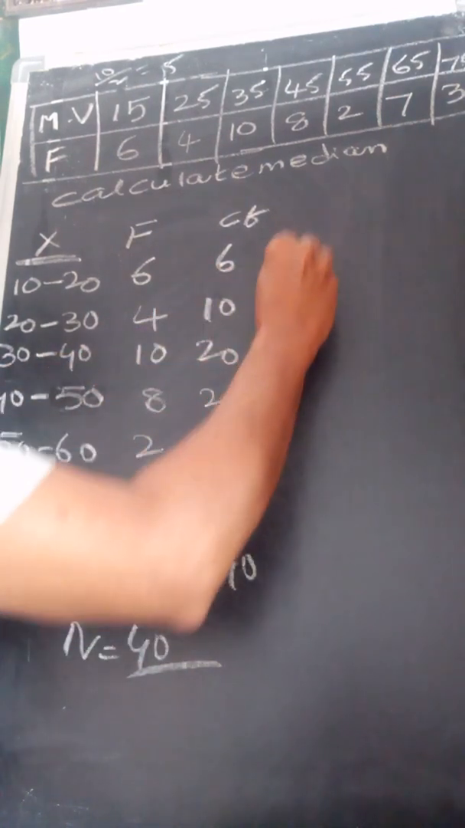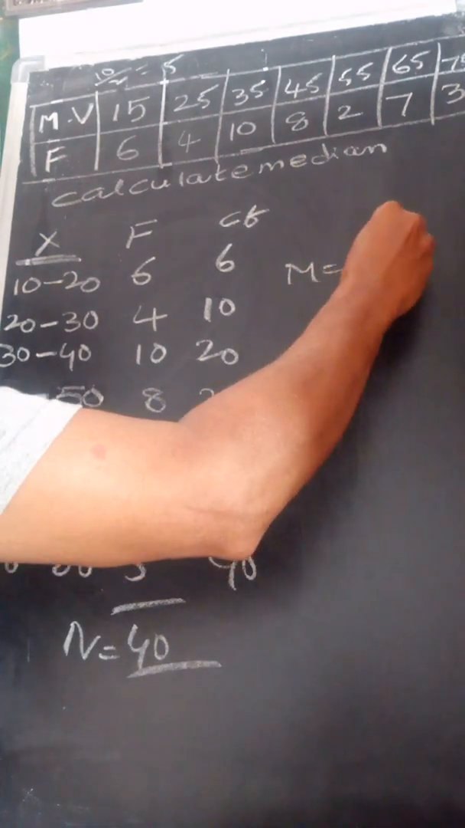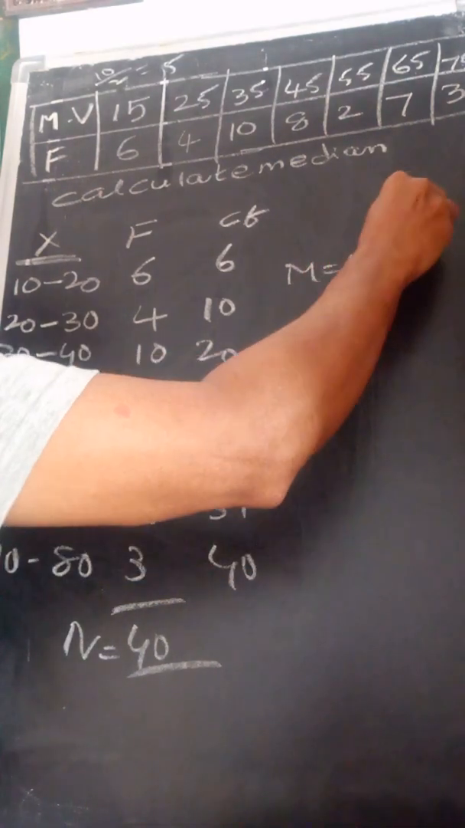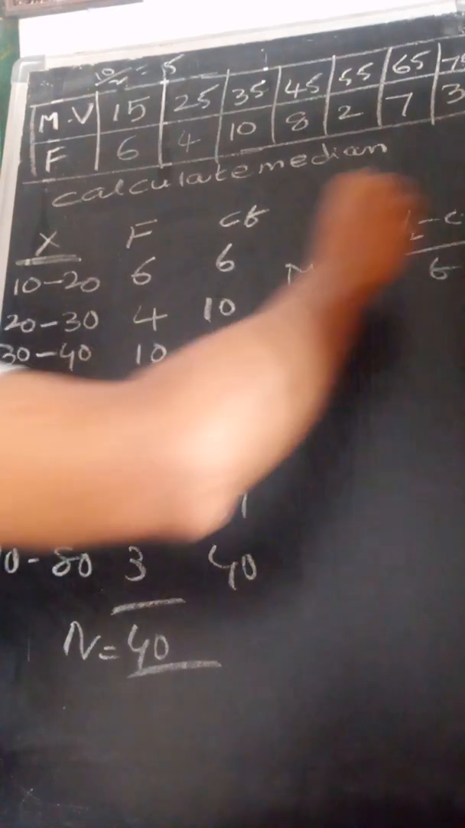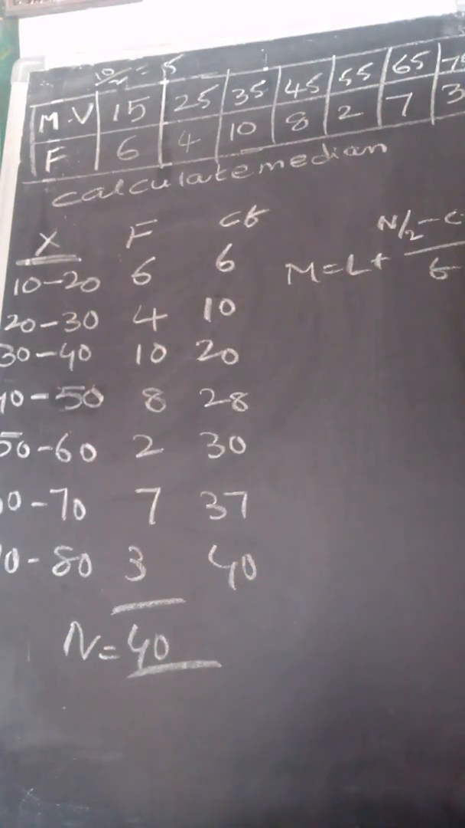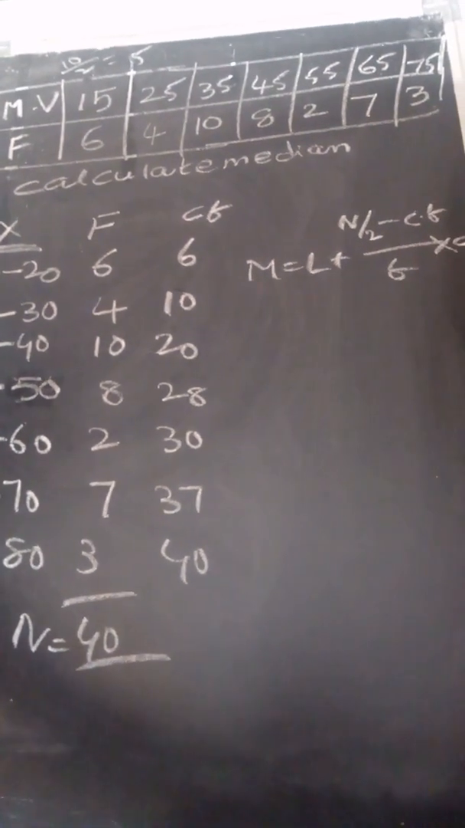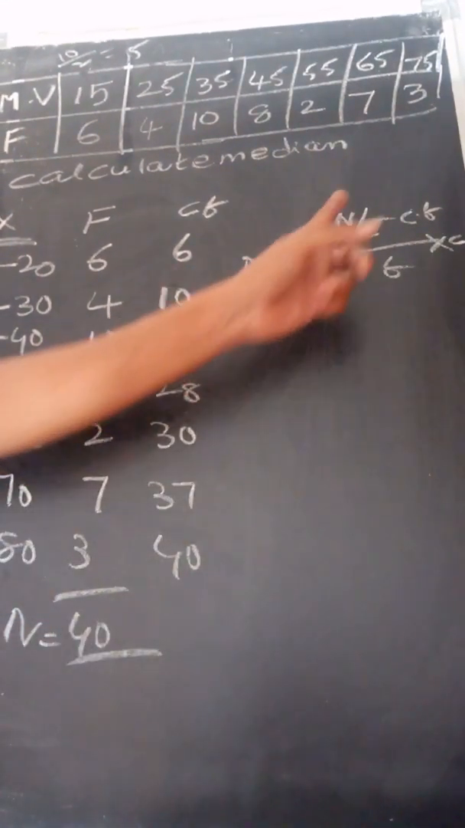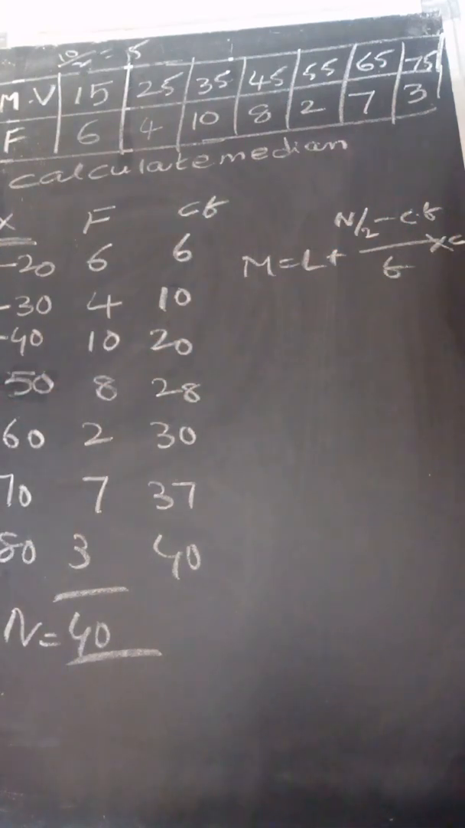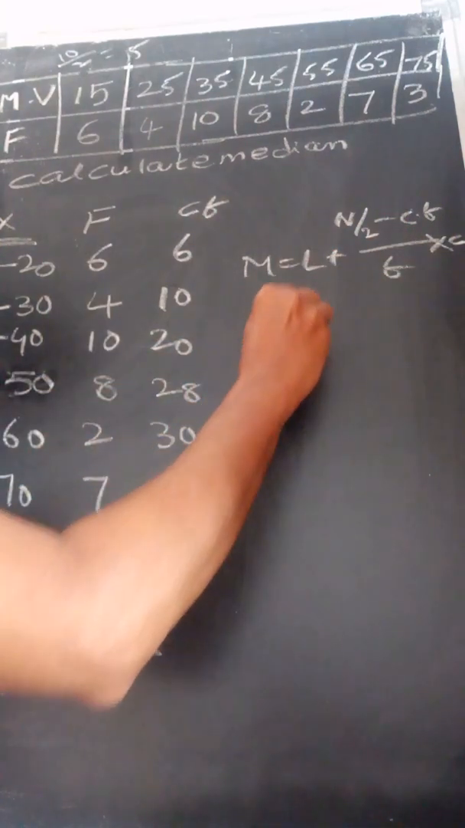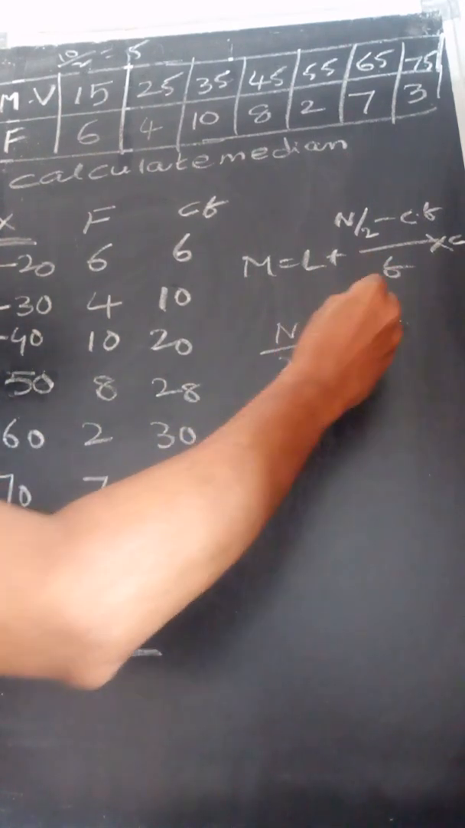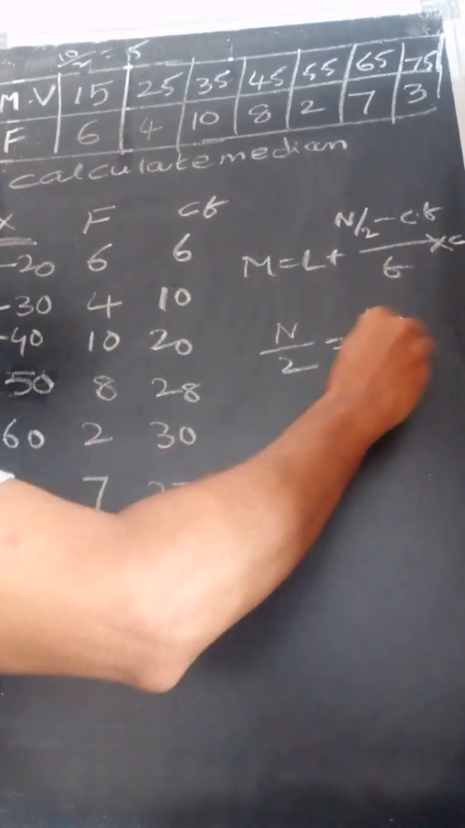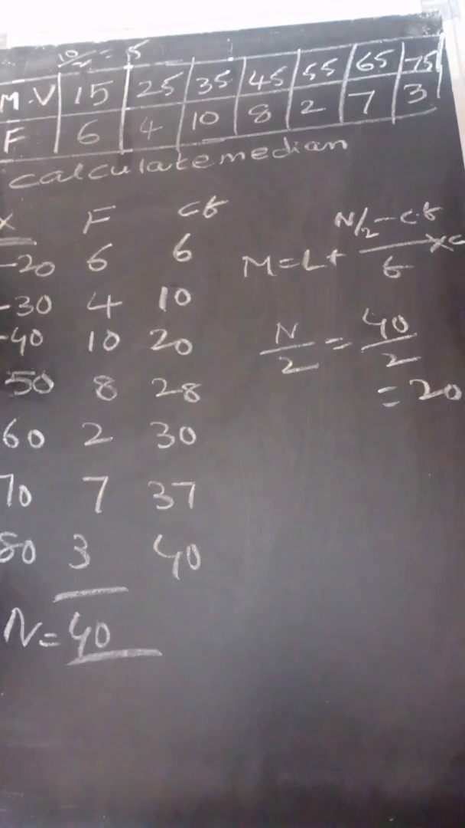Now if you write the formula for median, M is equal to L plus n by 2 minus Cf by F into C. Again I am saying, L plus n by 2 minus Cf by F into C. See my dear students. n by 2 means n is equal to 40, 40 by 2, I got 20.